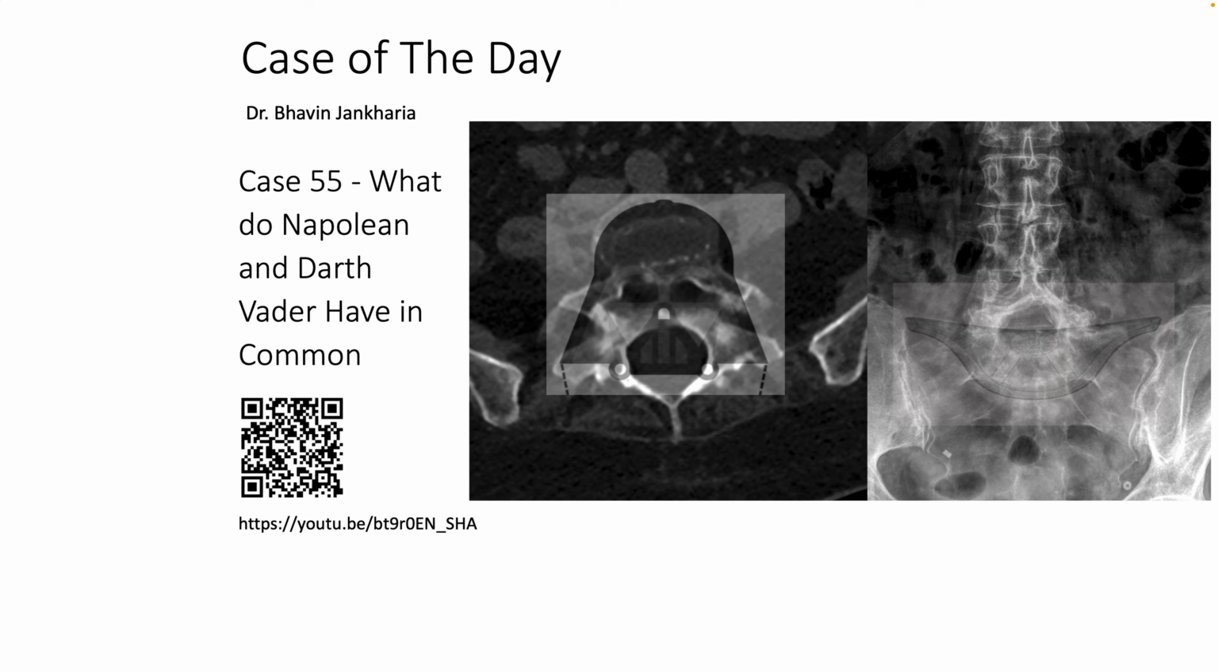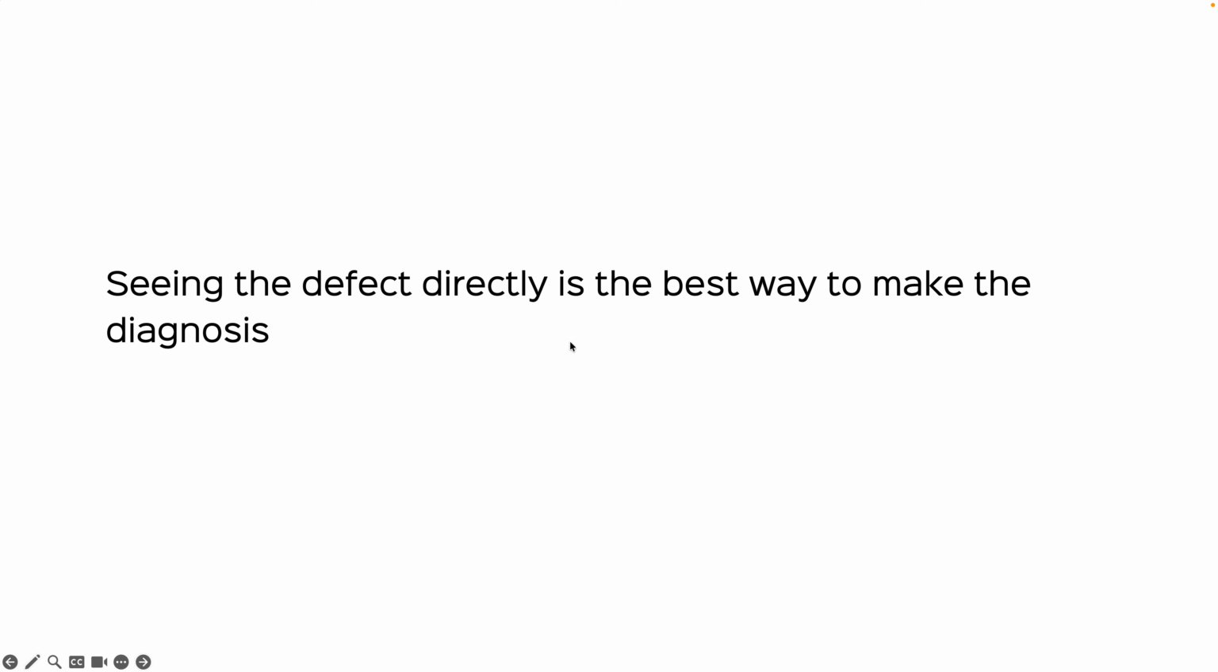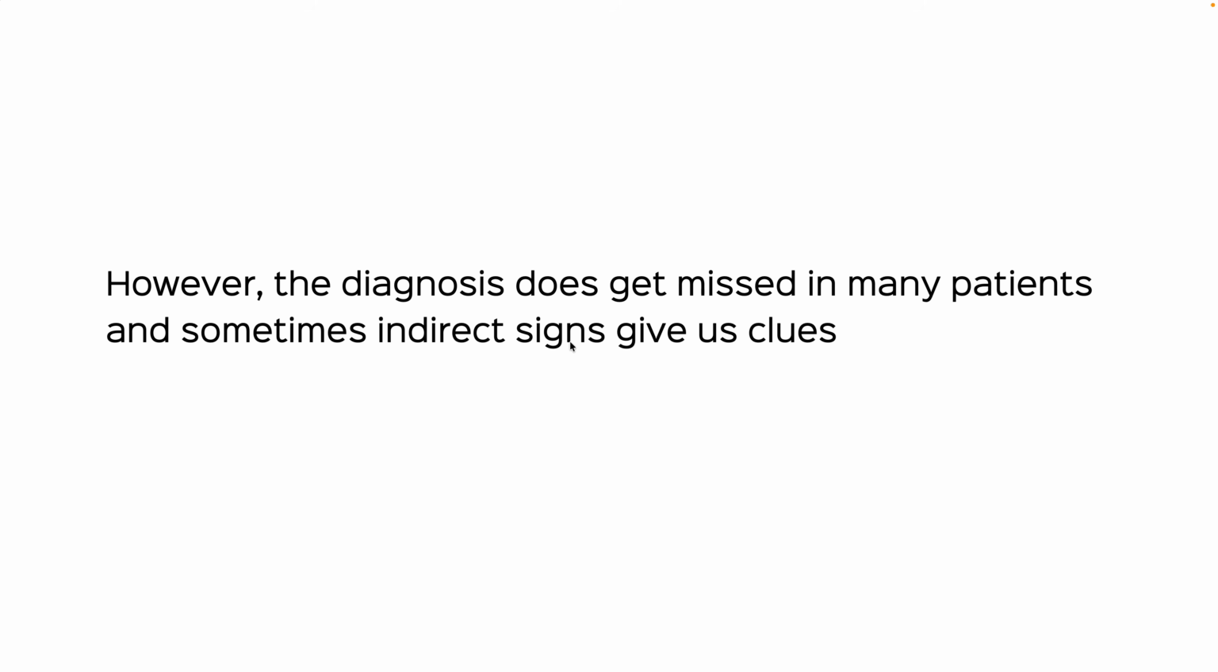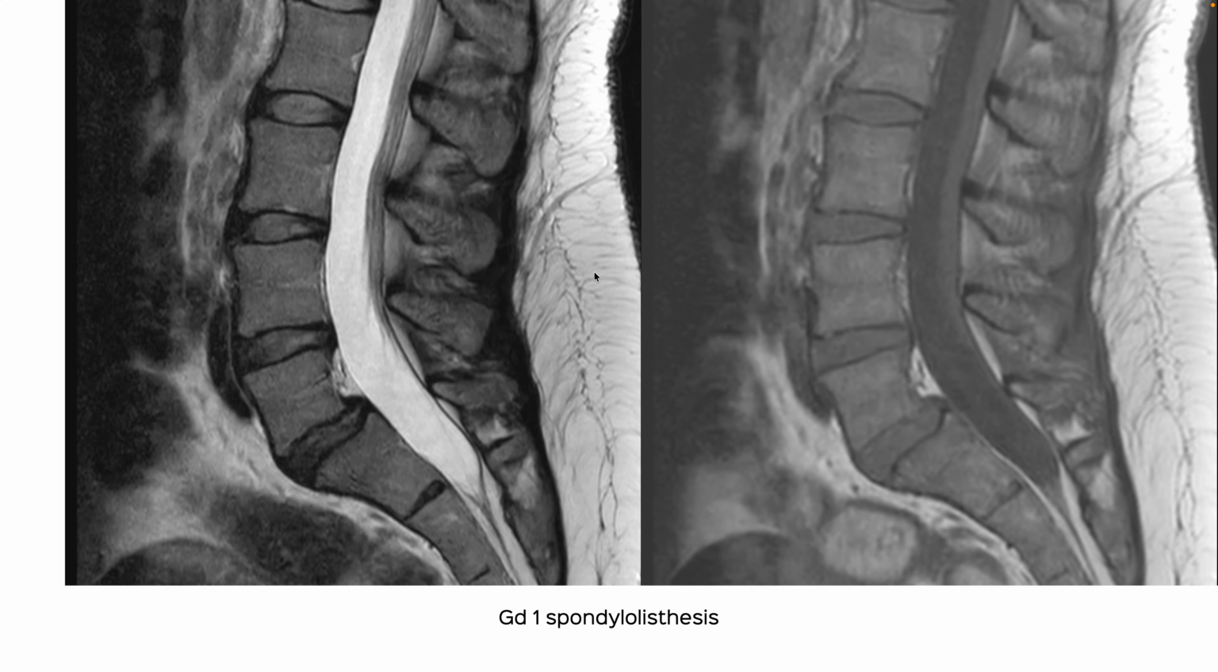I did do case 55. This was, I think, just before some holiday, and we looked at grade 4 spondylolisthesis because of spondylolysis and some of these signs. But while seeing the defect directly is the best way to make the diagnosis, often we see that the diagnosis is missed in many patients. And so maybe sometimes if we have a high index of suspicion for some of the indirect signs, then maybe we would make an extra effort to look for lysis.